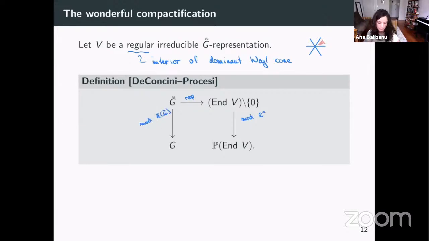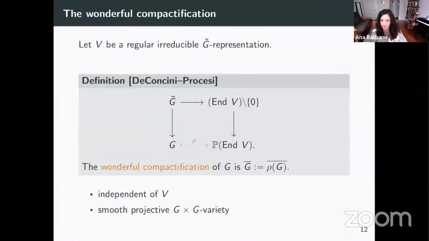And if I do this, because G is of adjoint type, and because the representation is regular, the representation map on the top descends to an embedding of G into this projectivized endomorphism space. And the wonderful compactification is just the closure of the image of this embedding.